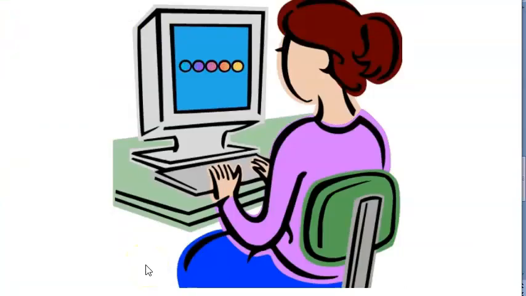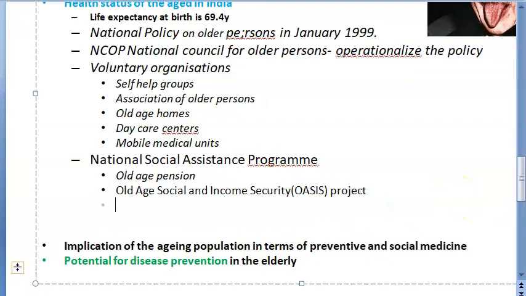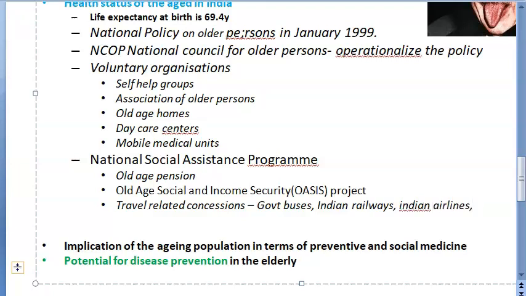You yourself can think of something, there is something called a senior citizen card. Those people who have a senior citizen card will get some transport concession, right? Travel related concessions. Where will you get them? In local government buses and then in Indian Railways. But they should have the card which says their age, right? Indian Railways, then Indian Airlines also, and then state transport corporations. State government buses, we already said that.